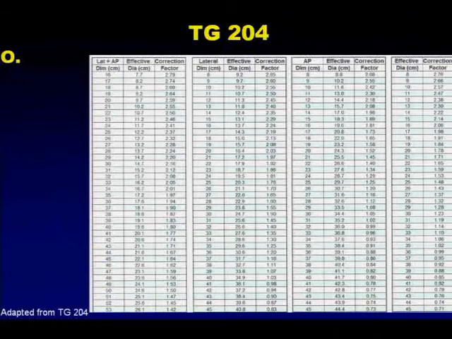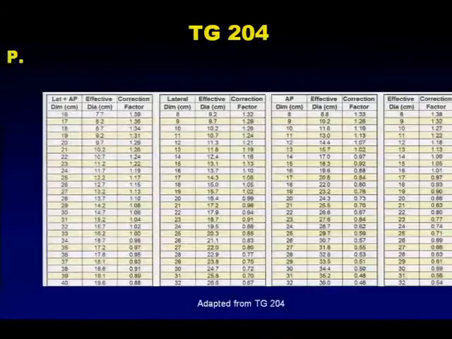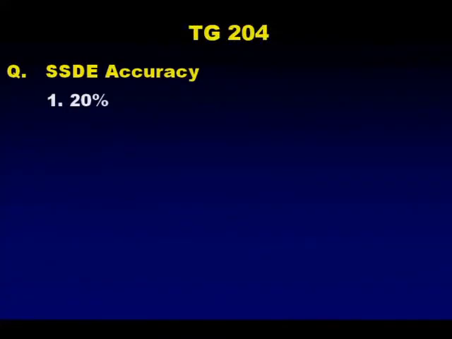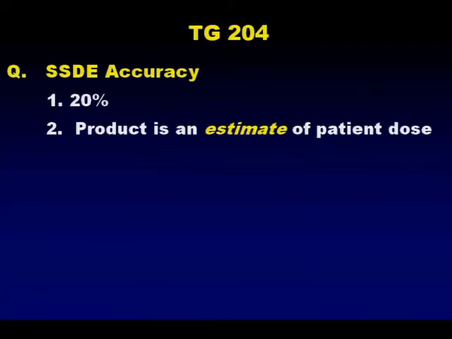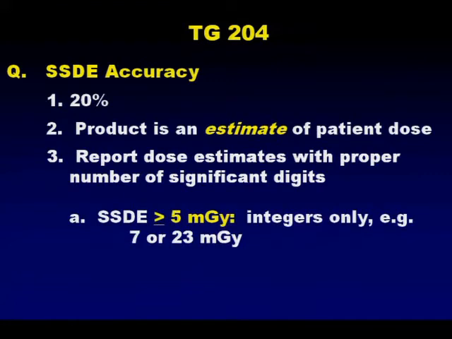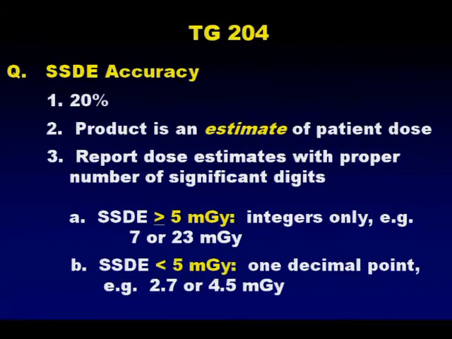This is just an example of some of the tables in the report. This is for 32 centimeters. This is the same data for the 16 centimeter CTDI phantom. I've already mentioned that, well, what do we call this dose that we're estimating? We call it SSDE. It stands for Size Specific Dose Estimate. We believe it's accurate to 20%. It is an estimate, and as a result of that, results need to be reported with a reasonable number of significant digits. We're recommending that if the SSDE is greater than 5 milligray, only a whole number integer is presented, and if it's less than 5 milligray, 1 decimal place is probably appropriate.